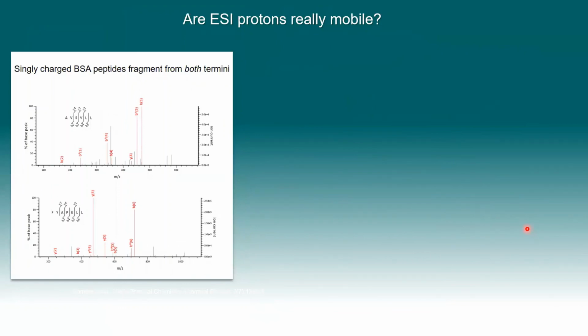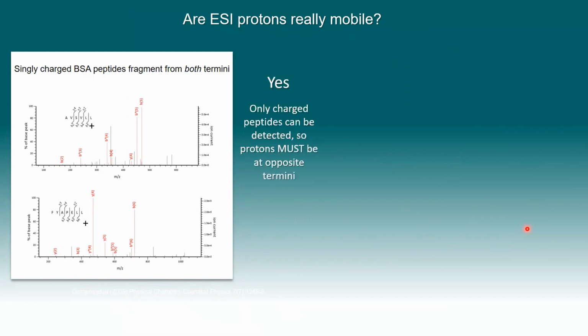So, are electrospray protons really mobile? Well, yes, they are. If you do this experiment, you look for singly charged peptides of BSA. What you discover is they can fragment from both ends. So we have a b ion series. We also have a y ion series. Only charged peptides can be detected, so this means that protons must be at opposite termini of the peptide.